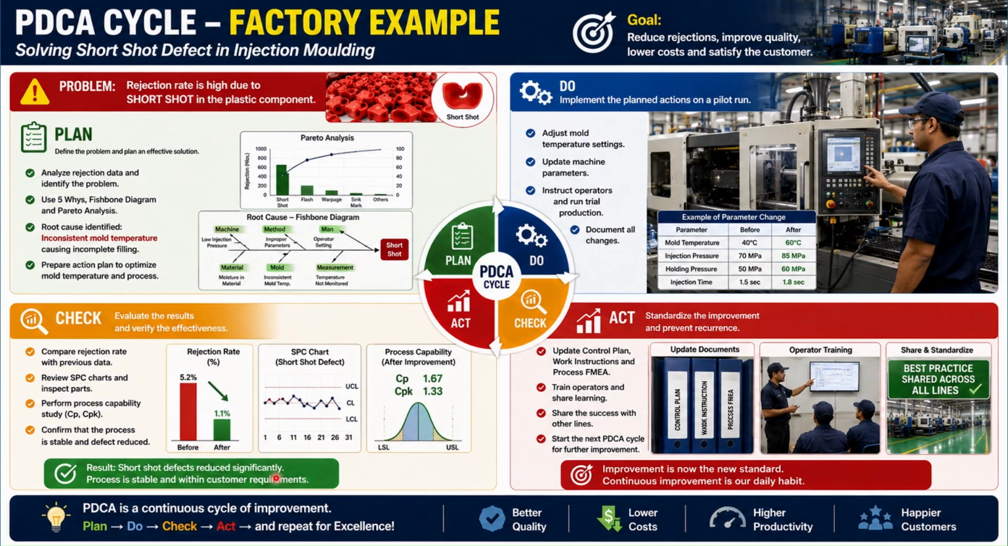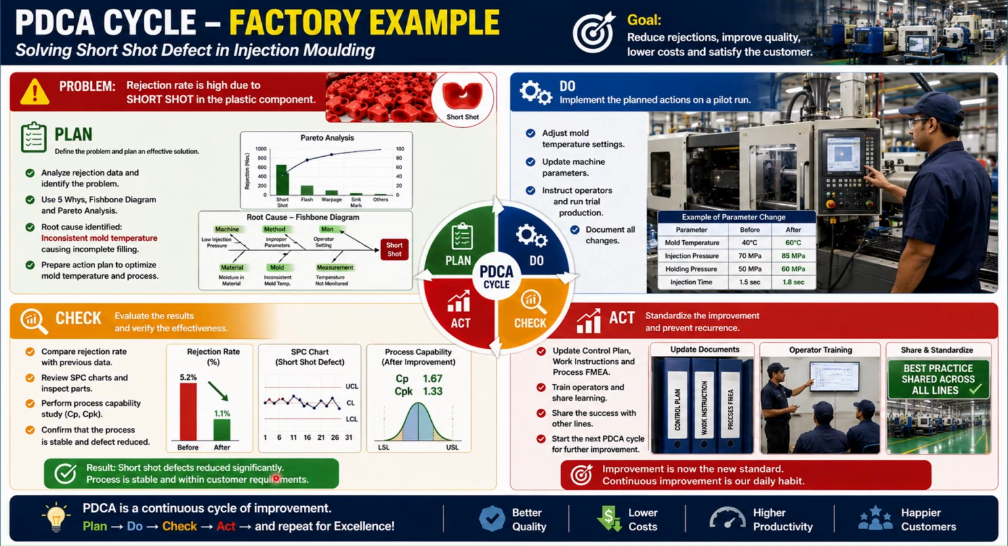Let's understand the PDCA cycle with a real manufacturing example. Imagine you're working in an automotive injection molding plant. Suddenly, the rejection rate for a plastic component increases because of short shots. The customer has started raising complaints, production efficiency is dropping, and scrap costs are increasing. How can the PDCA cycle help solve this problem? Let's go through each stage.